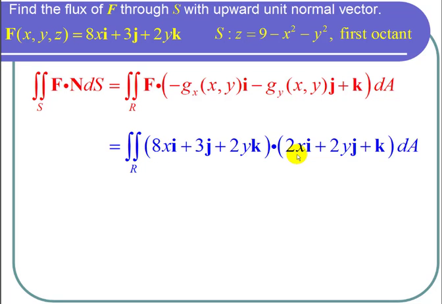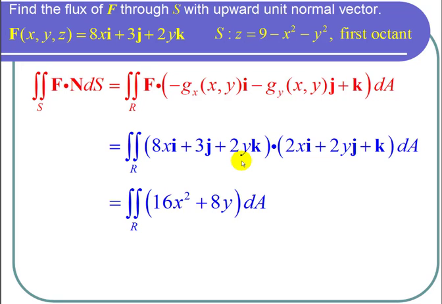So let's take the dot product. 8x times 2x is 16x squared. And 3 times 2y is 6y. And 2y times 1 is 2y. So 16x squared plus 6y plus 2y is 16x squared plus 8y. Then I have dA.